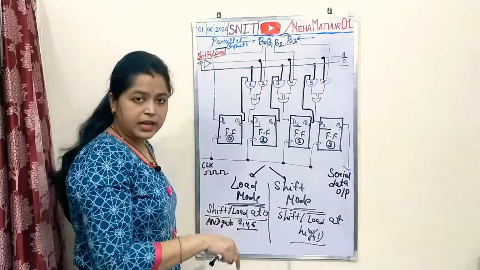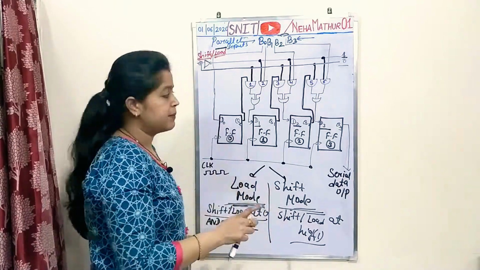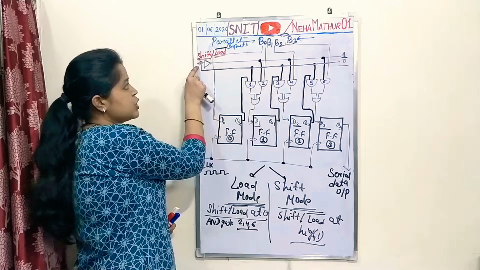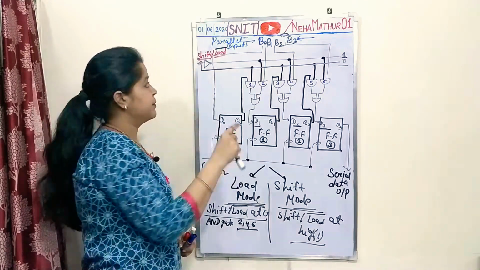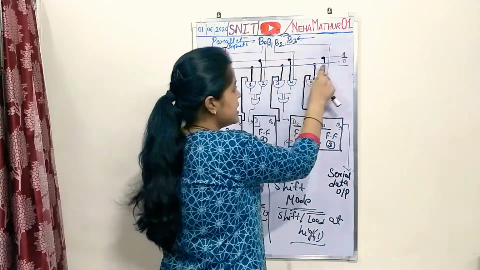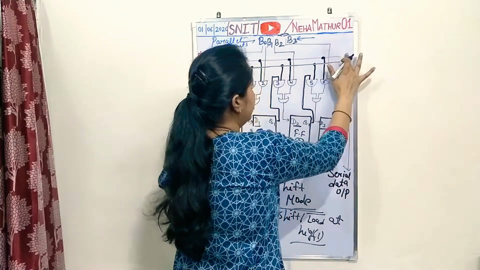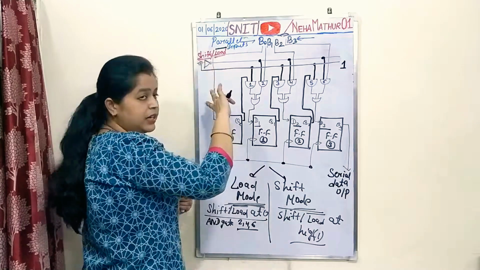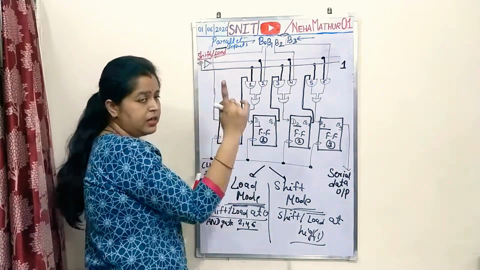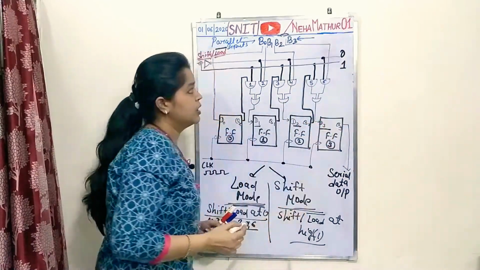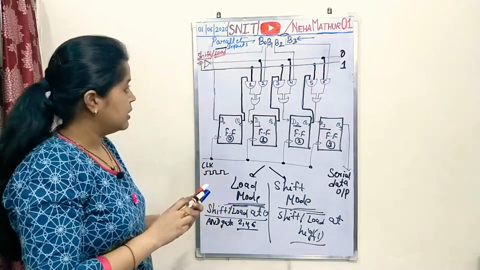Now the next thing is shift mode. In shift mode, this node is going to be 1. That means this line is set at 1, while this inverter will invert the applied 1 and it will become 0. Now what will happen?